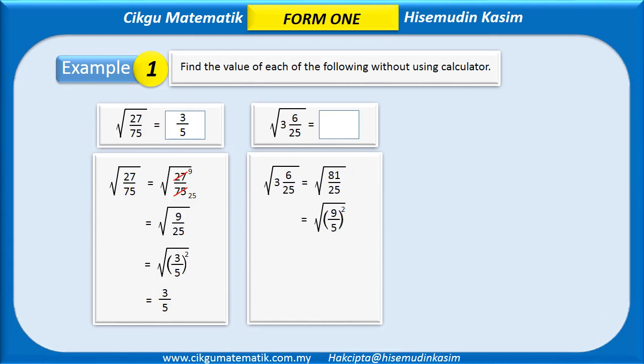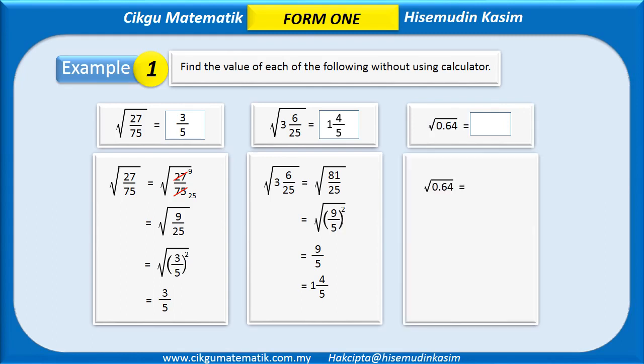Equal to the square root of 9 over 5 squared, equal to 9 over 5, equal to 1 4 over 5. The square root of 0.64 equals the square root of 0.8 squared, expressed as a square in terms of another decimal number, equal to 0.8.